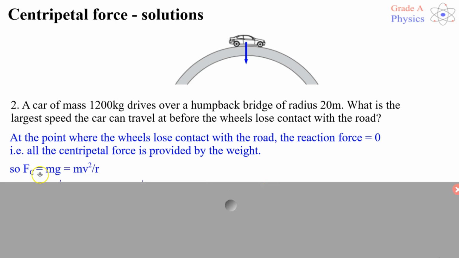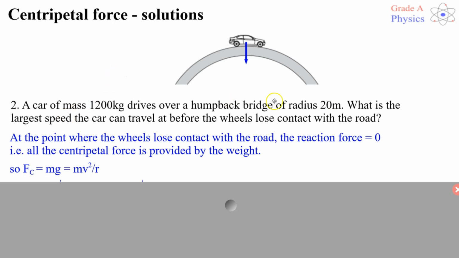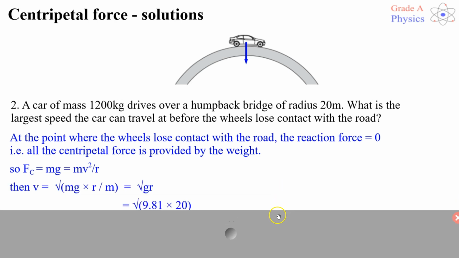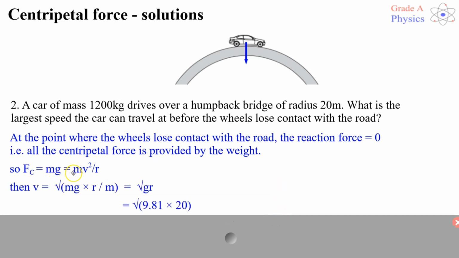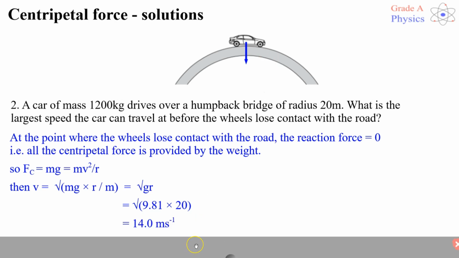If the centripetal force is equal to mg, then mg is equal to mv squared over r. So in actual fact, we could cancel m. We don't even need the 1,200. We could just ignore that. We could answer this question only with the radius. But if you want to include it, you can. You can calculate the weight, and then you're going to have to divide by the mass. So the answer is independent of the mass. If we rearrange this, then v is equal to root gr. So it's just the value of g multiplied by the radius, and we get 14 meters per second.